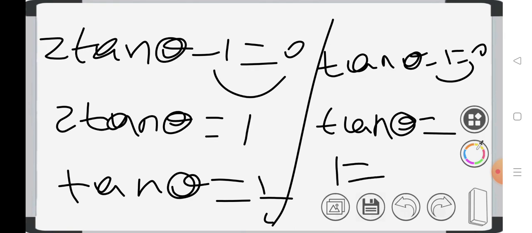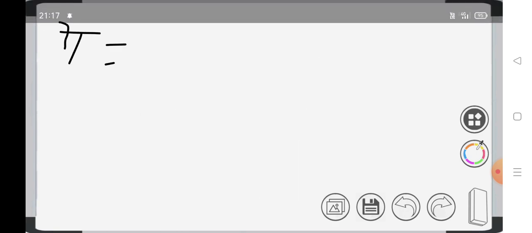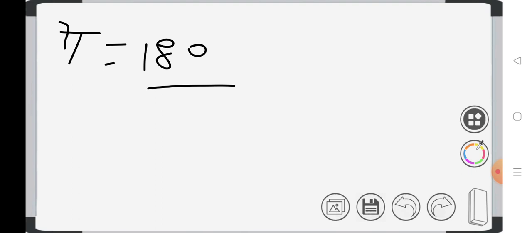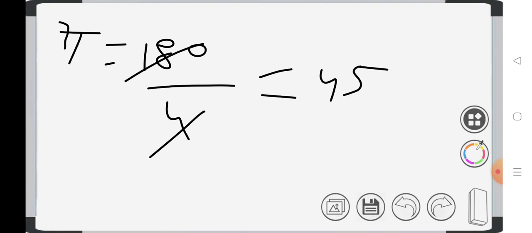Tan theta equal to 1 means it lies at pi by 4. Here pi is equal to 180. You take 180 divided by 4, so 45 degrees.